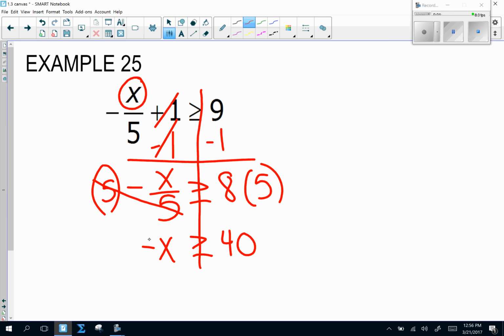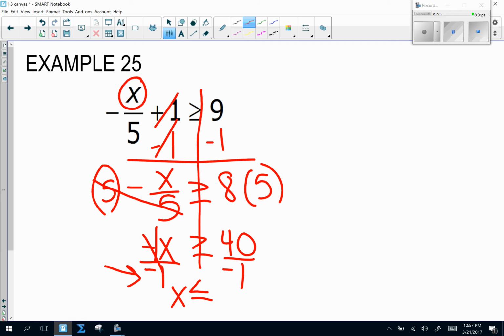Okay, now it still has that negative in front of the x that we have to get rid of. And we know that there's an invisible 1, so we have a negative 1 attached to our x. So to get rid of that negative 1, I have to divide by negative 1. So I am dividing by a negative number. My bottom number is negative, so then I know I have to flip my inequality sign.